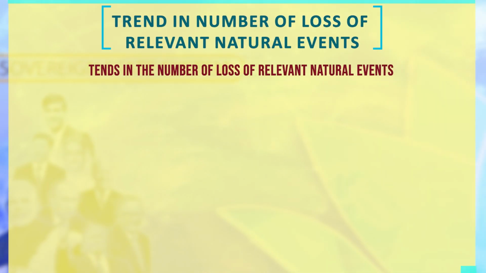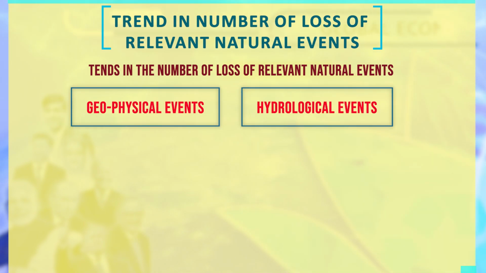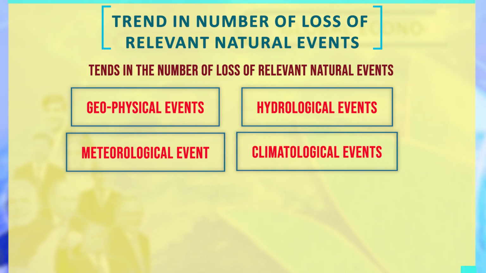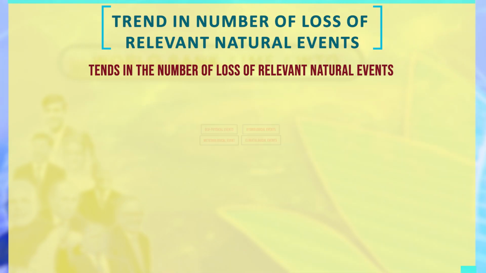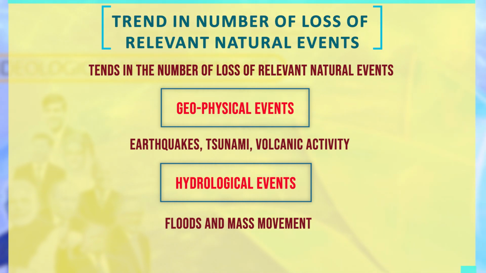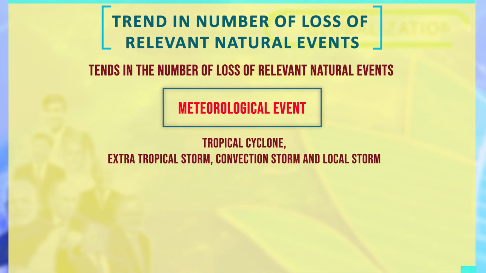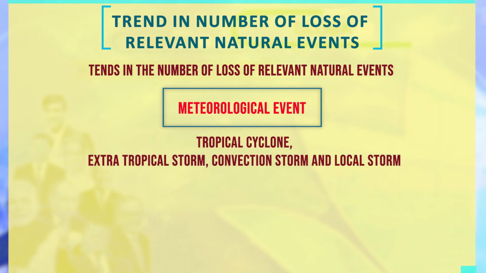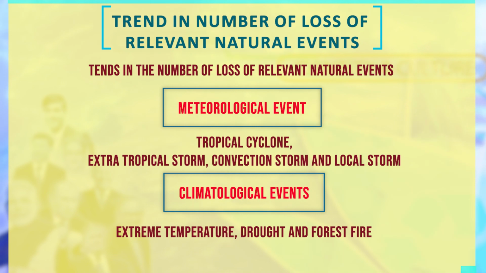Look at this picture, which shows trends in the number of loss-relevant natural events: geophysical events, hydrological events, meteorological events, and climatological events. Geophysical events encompass earthquake, tsunami, and volcanic activity, whereas hydrological events mean floods and mass movement. Meteorological events are tropical cyclone, extratropical storm, convective storm, and local storm, whereas climatological events are extreme temperature, drought, and forest fire.